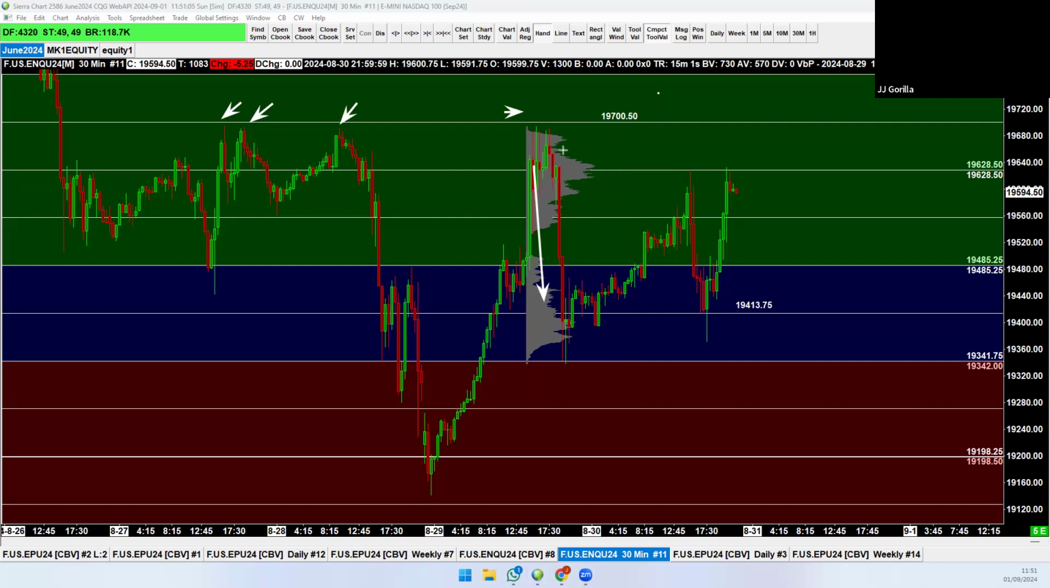It's like taking a carpet outside and beating all the dirt out of it, right? In this case, it's just trapped longs. And then the market comes right back up to the top of balance at 19,485. So if you're a longer term trader, you can take that. Now, this is a half-hour chart, so you can take that trade.